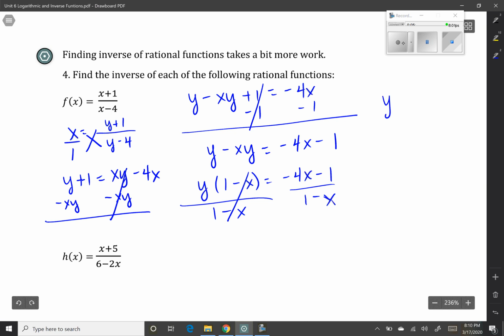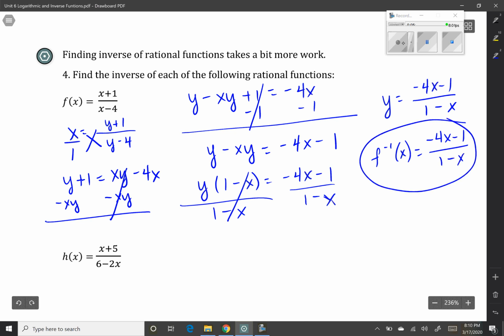So we can say y is equal to negative 4x minus 1 divided by 1 minus x. Since it's a function, we'll use function notation and say negative 4x minus 1 over 1 minus x, and we are done. We know that the inverse is going to be a function because this original function f of x is 1 to 1. How do I know that? I graphed it and I saw that it passes the horizontal line test. So let's take a look at h of x.